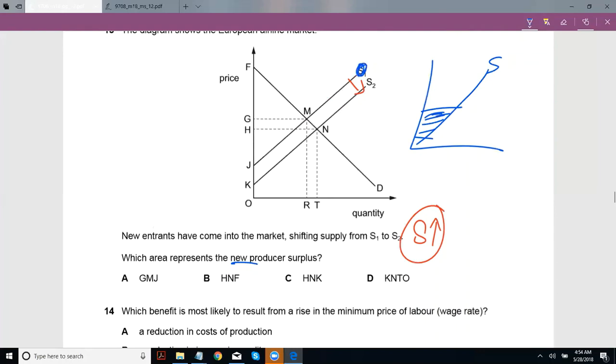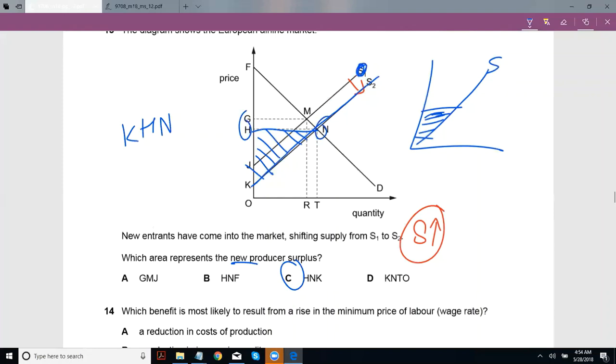So we have price to be this. We have supply to be this, giving you this particular area. Again, I'm just ignoring the old supply curve. We don't care about that. So this is going to be K, H, and N. Or you can just say H and K, the same thing, right?